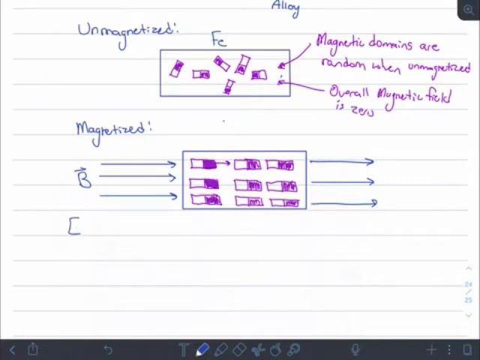Oh Lord, okie dokie. 7 commandments of magnets.